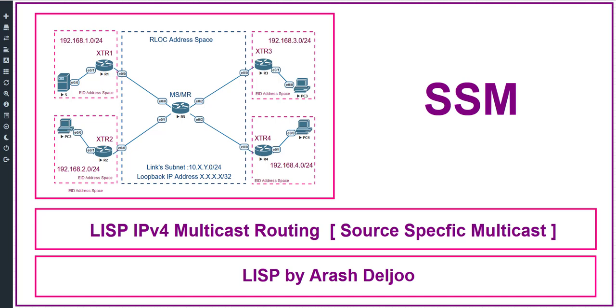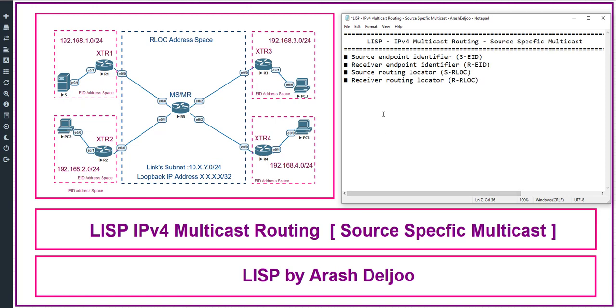The LISP infrastructure also provides support for multicast traffic, but there is a difference between how LISP handles unicast packets and how it handles multicast packets. In this video, we will learn about multicast routing in LISP for IPv4. Let me talk a little about the components of LISP first. After that, we can start talking about IPv4 multicast routing in LISP.